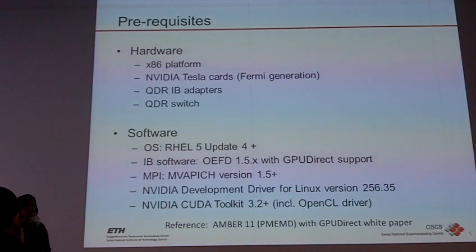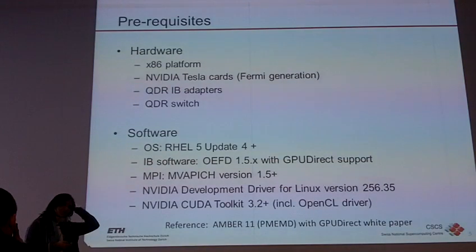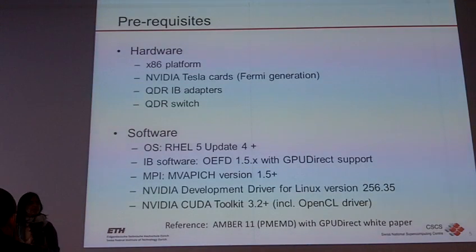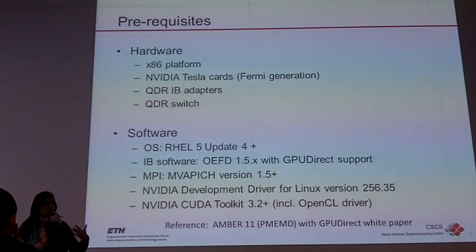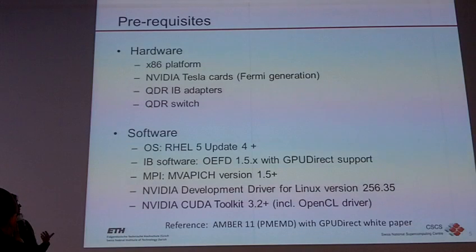So this is in some way the prerequisites. Of course, you can pick up any x86 platform, but what we really need is a Fermi generation Tesla card. It's not going to work on any GTX card, and then you need some HCAs and all the essential bits. In terms of software, again, you have certain limitations, or you need certain versions of the software environment. And you don't need to copy anything.